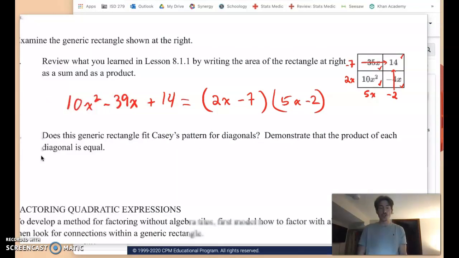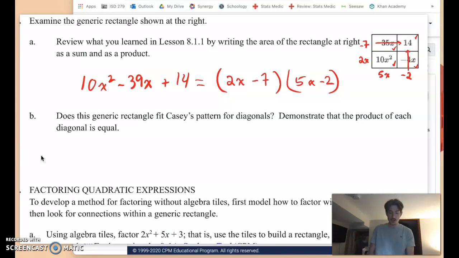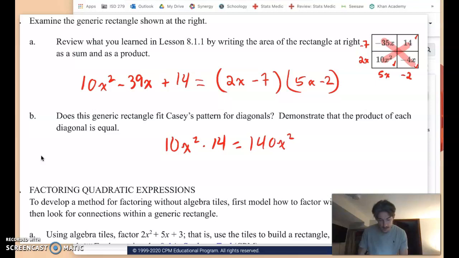All right, so we're in good shape. I've got the sum as an area, I've got the sum as a product, and of course we're asked in part B, does this generic rectangle fit Casey's pattern for diagonals? And the pattern we saw yesterday is asking us the question, hey, does that product equal that product? So the question we're asking is, what is 10x squared times 14? And that works out to be 140x squared. And then the other question, of course, is what's negative 35x times negative 4x? And that's also positive 140x squared. So it does fit that pattern.